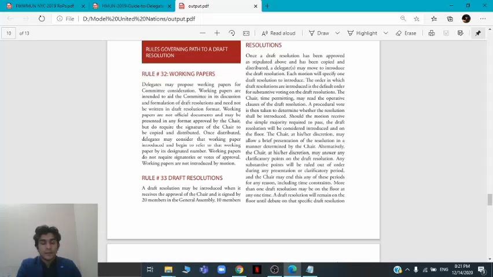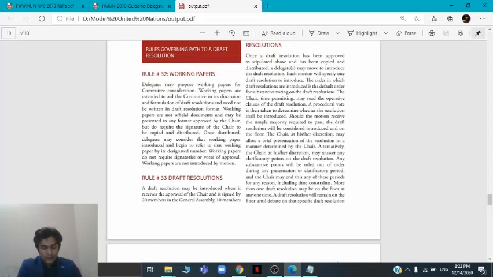I would specifically like you to format them according to the draft resolution, because they are very important when you are writing down the preambulatory clauses of the draft resolution, and you can just copy and paste from the working paper to the draft resolution.